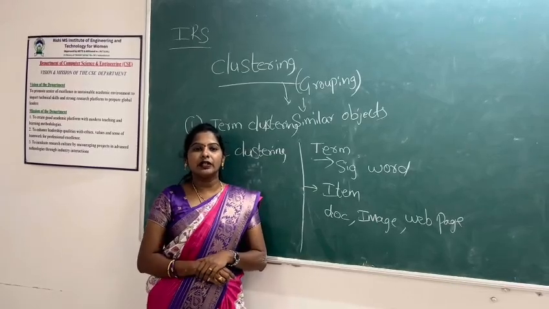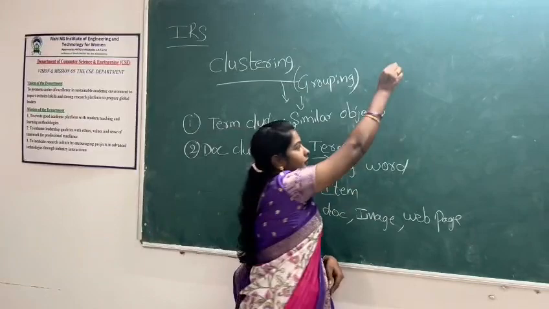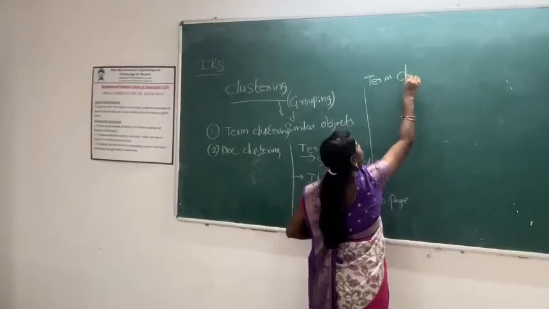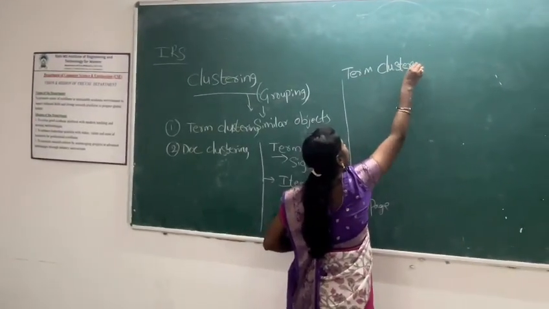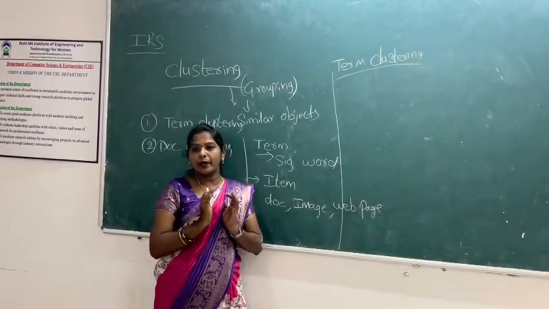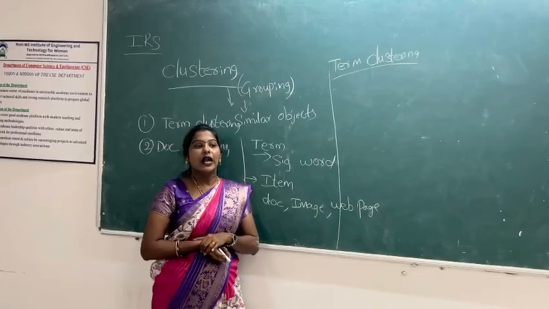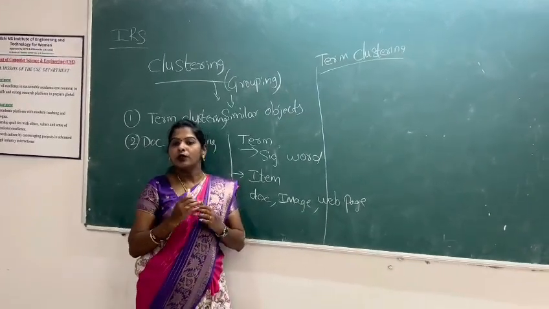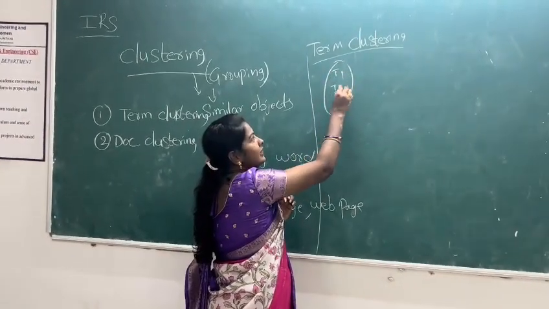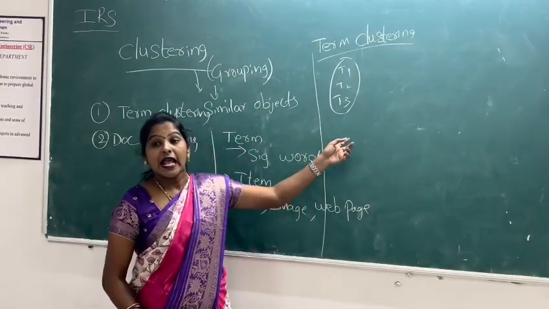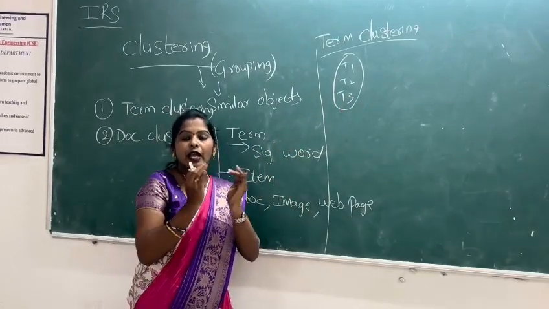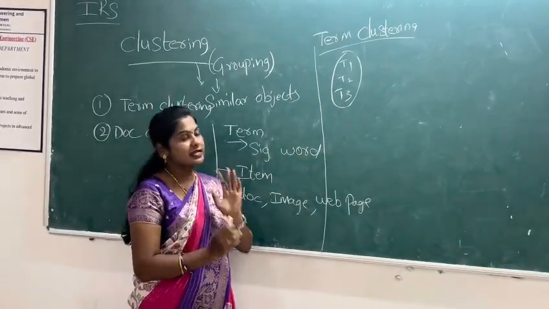So today we are going to learn about term clustering. As we all know, clustering means grouping of similar type of objects. So term clustering means we are going to group similar terms. This is known as a cluster. So here we are grouping term 1, term 2, term 3. So grouping similar type of terms is known as clustering.